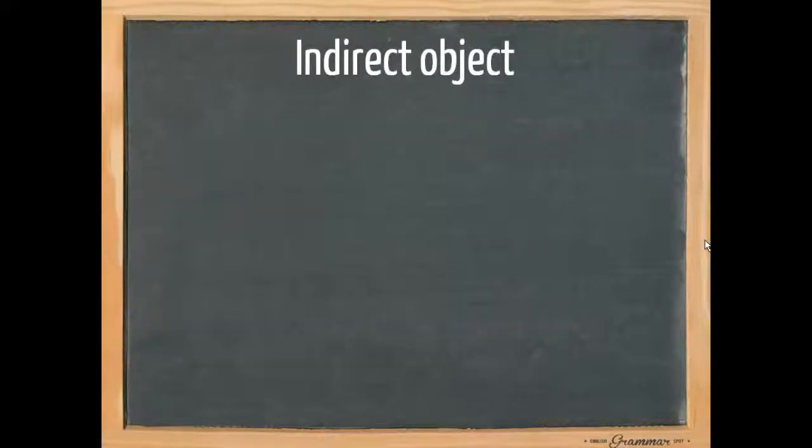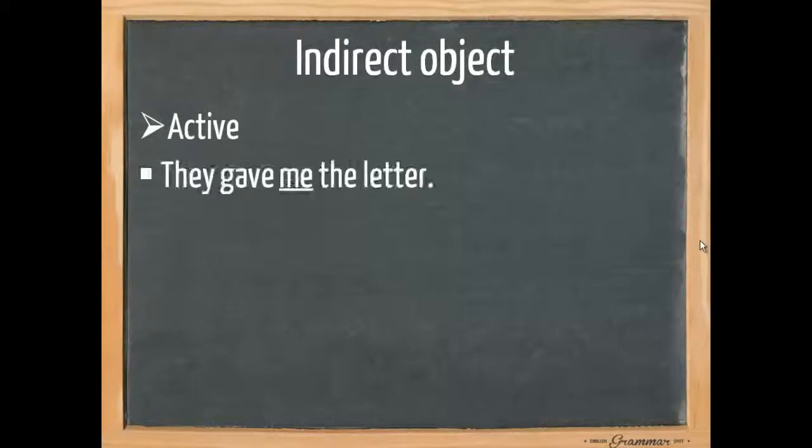Now, in the English language, we do not only have objects. There's also such a thing as an indirect object. I'll show you an active example. They gave me the letter. They is a subject and the letter is an object, the direct object. But me here is an indirect object.